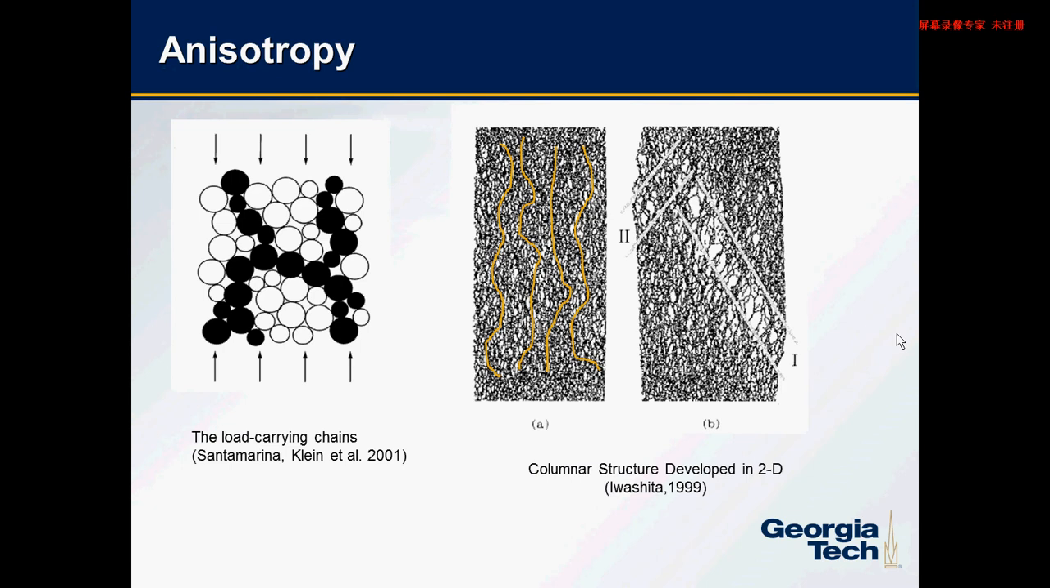Most of the load in particulate materials is transferred through the load-carrying chains. Other particles play the secondary role of preventing the chains from buckling. In the right picture, the black circles denote particles stressed more than the average. The white ones denote particles stressed more than half of the average, but less than the average. It shows that the highly stressed particles are linked in series, and they tend to align parallel to the compression direction. I used the yellow lines to highlight these load-carrying chains.